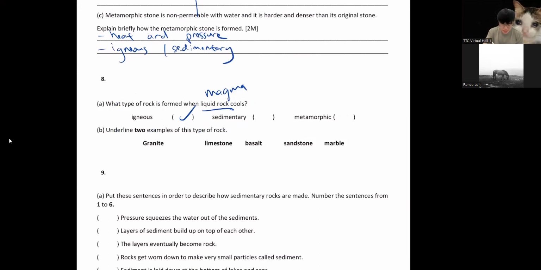So B, underline two examples of this rock. That would be your granite and basalt. Sandstone and limestone are sedimentary. Marble is metamorphic. So marble is very rare and very hard to come by, and they are very old. Marble is very old.